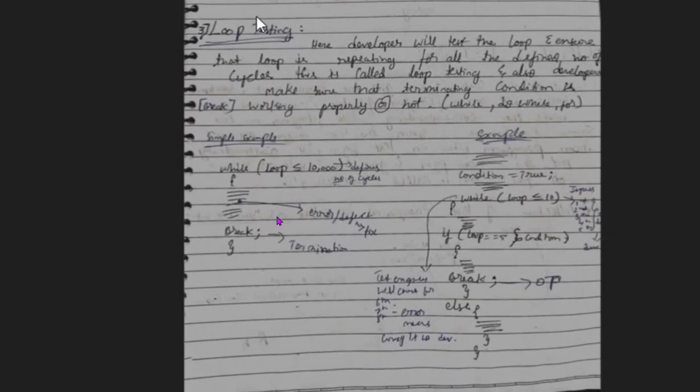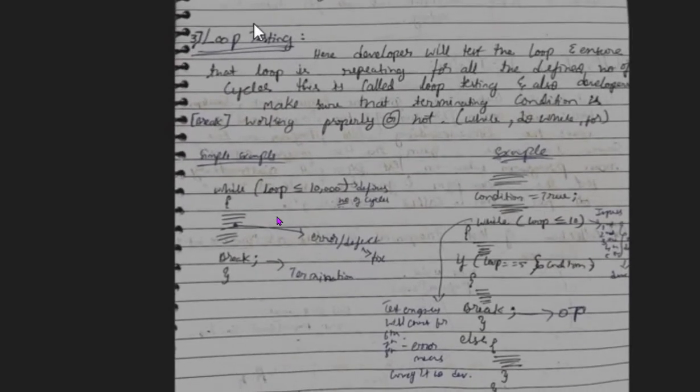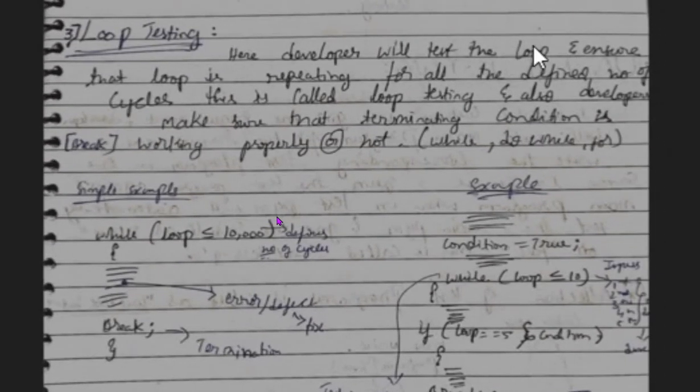What is a loop? Why do you need to test the loop? Here I am going to explain that. Here, the developer will test the loop and ensure that the loop is repeating for all the defined number of cycles. This is called loop testing, and the developer also makes sure that the terminating condition is working properly or not. Terminating is nothing but break. Loops are while loop, do while loop, for loop.